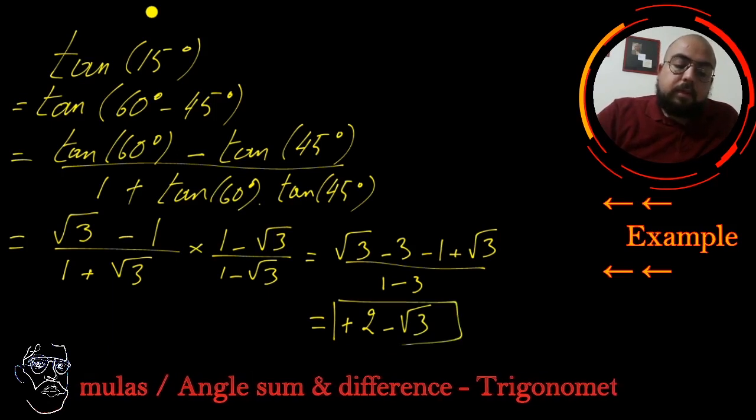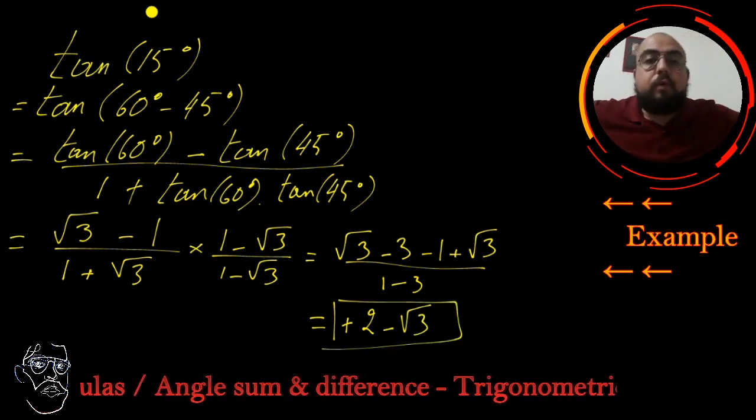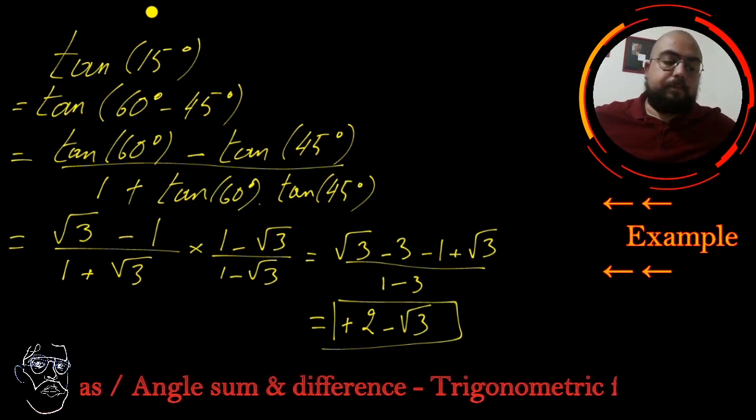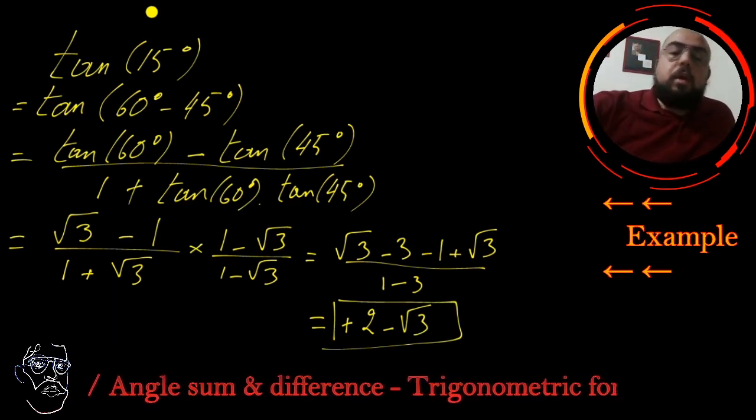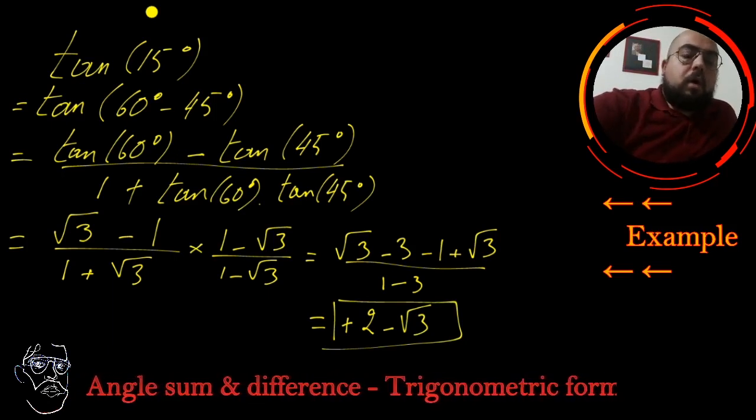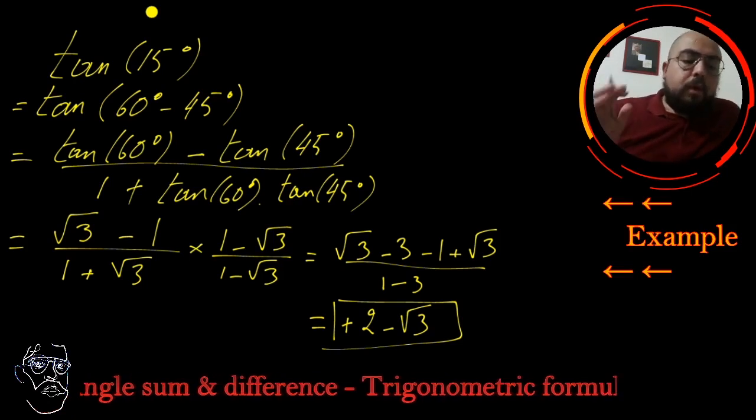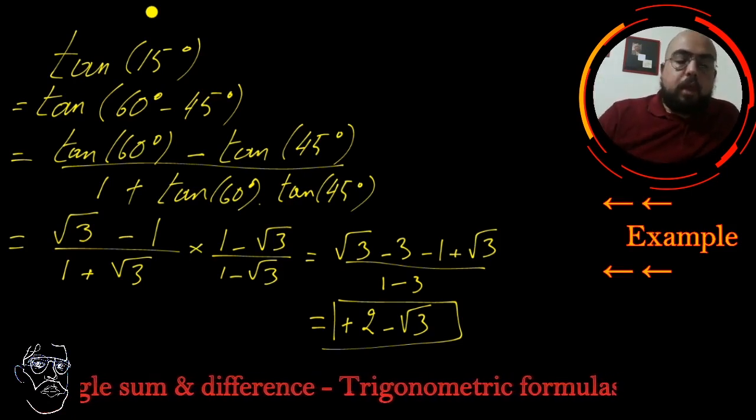This is the final answer. So this is the exact value of tangent 15 degrees. Alright, now this was the final part with tangent A plus B, tangent A minus B.